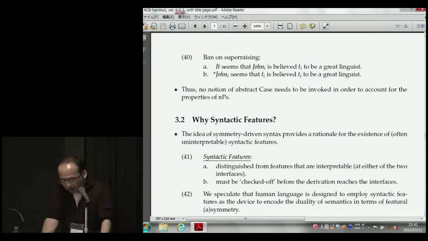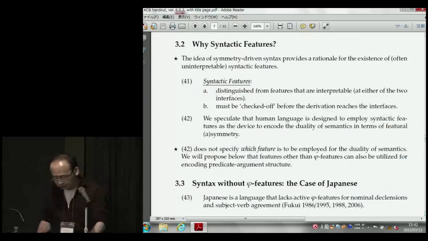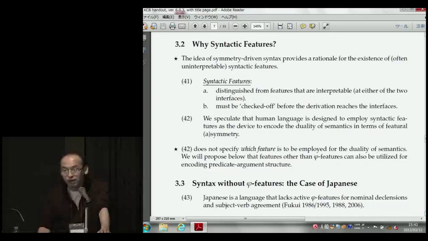Now, we argue that the idea of symmetry-driven syntax provides a rationale for the existence of often uninterpretable syntactic or formal features in human language. The notion of syntactic feature, or the notion of formal feature in Chomsky's terms, is understood as in 41. These features are distinguished from features that are interpretable at either of the two interfaces, and they must be checked off before the derivation reaches the interfaces.